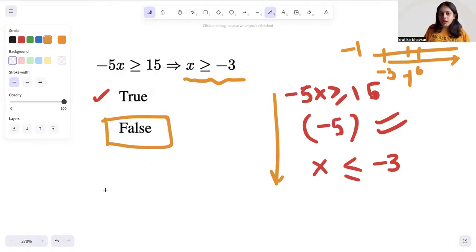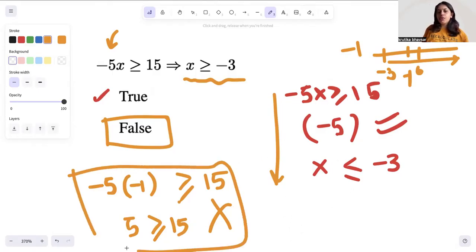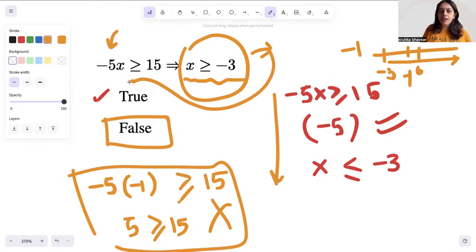Now, if you choose minus 1, let's put this minus 1 here. So, what do you have? You have minus 5 into minus 1 should be greater than or equal to 15. But is that really the case? Minus into minus is plus, so you have 5 greater than or equal to 15. This itself tells you that it's false. The statement is not true. So this is a quick way to check. That is, go towards the implication, choose any number which satisfies this inequality, put that number here, and then check if it is true or false.